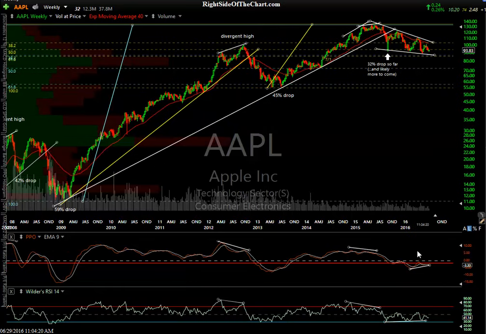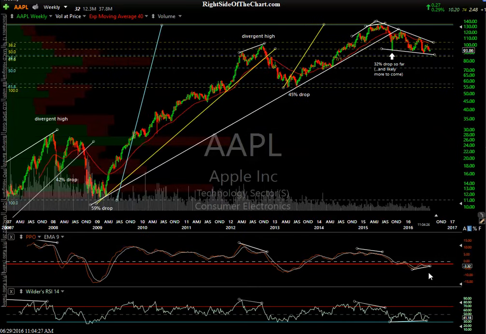I'm not short Apple. I don't like the fact there's bullish divergence, but the trend is still lower. So, while I am short the Qs, and I'm short some individual components, I don't have an interest right now to be short Apple. I just don't see as big a drop in it as some other ones. But the trend indicators are bearish.